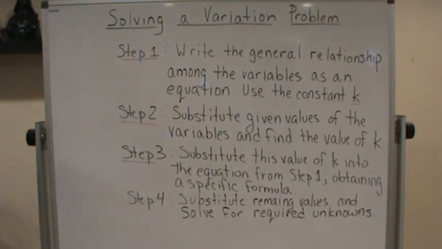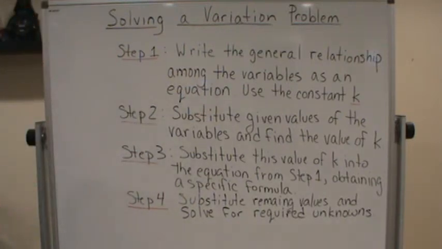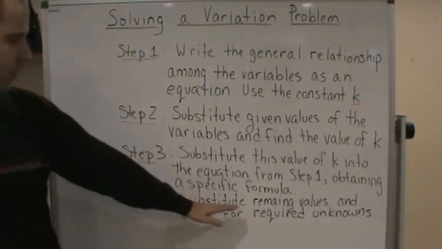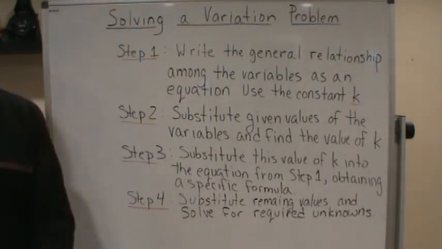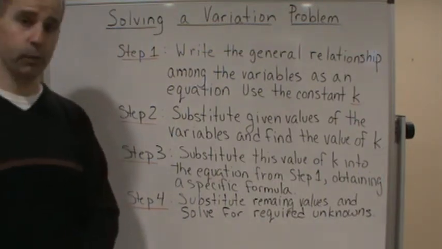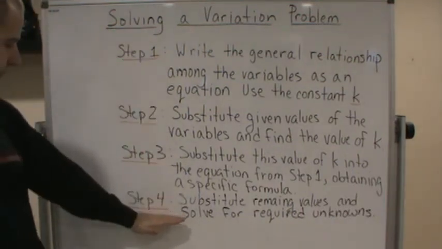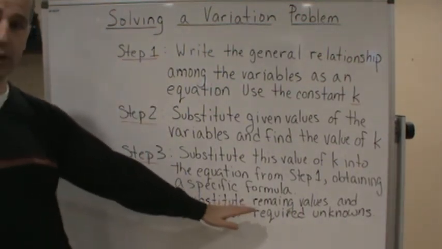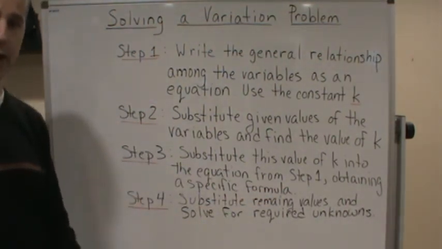Finally, step 4 says, now we're ready to solve the equation. We're going to substitute in any remaining values that are given, because they're going to give us values to help us solve for an unknown variable. They're going to want us eventually to solve for an unknown variable, and so these 3 steps set us up for step 4, where we substitute in the remaining variables that are given to solve for the unknown variable that they want us to solve for.